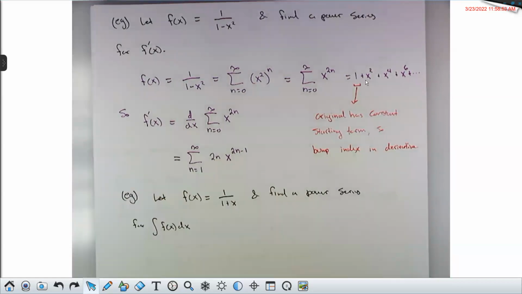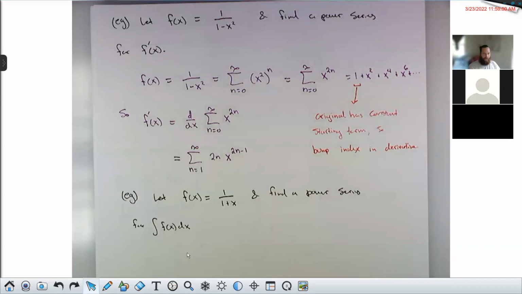Okay, another common thing to do is to calculate an integral as a power series. And it's the same sort of idea. You write the function as a series, and then you integrate the series. Of course, you know how to integrate this normally. I'm just using this as a very simple example.